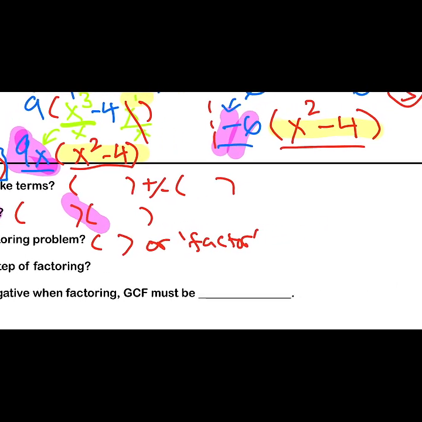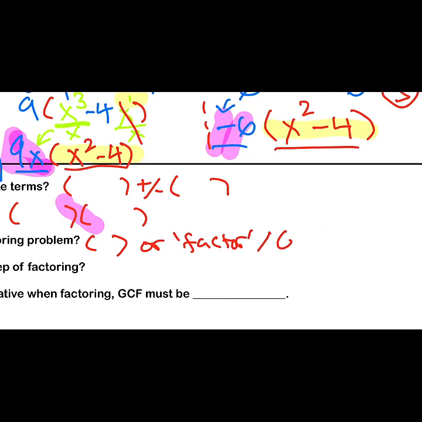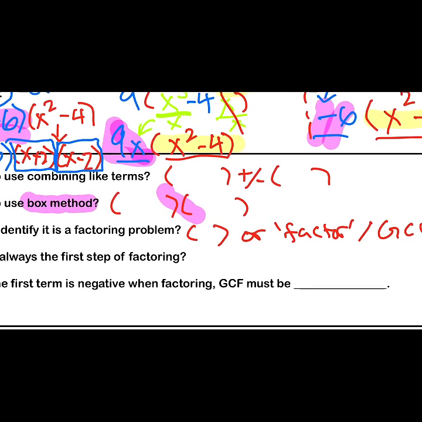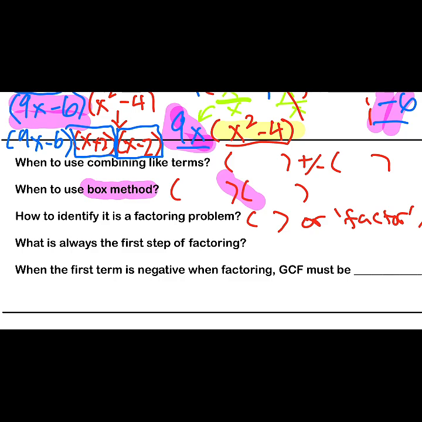Also, another keyword as well, GCF. If you see a common term between the polynomials, it's probably a factoring problem. So what's always the first step to factoring? Well, I just kind of said it. GCF. You always want to find the GCF first before we do X method, before we do difference of squares, before we do anything else. Always factor out the common terms.